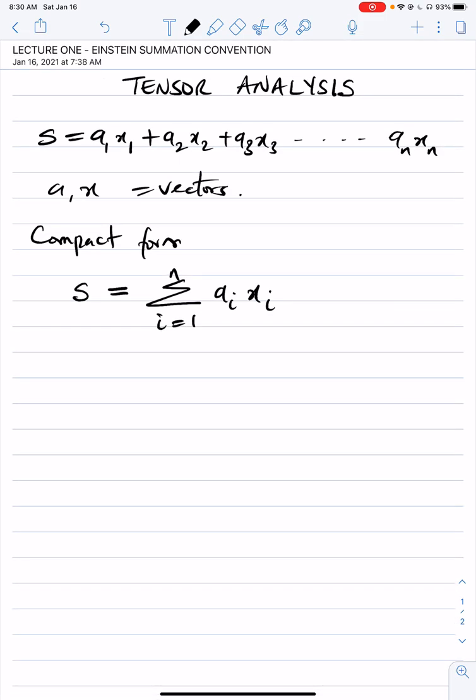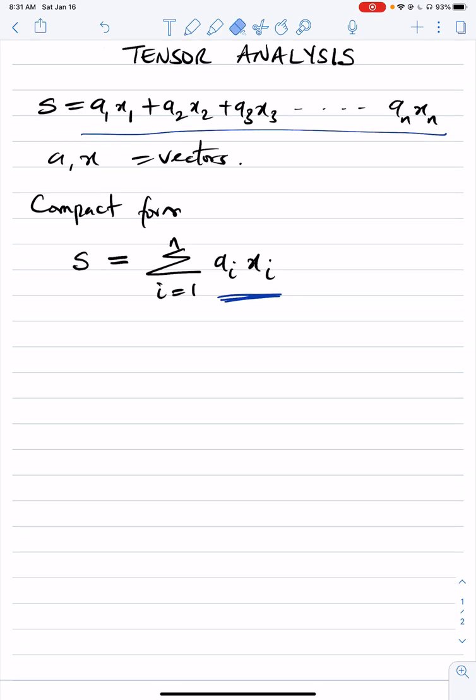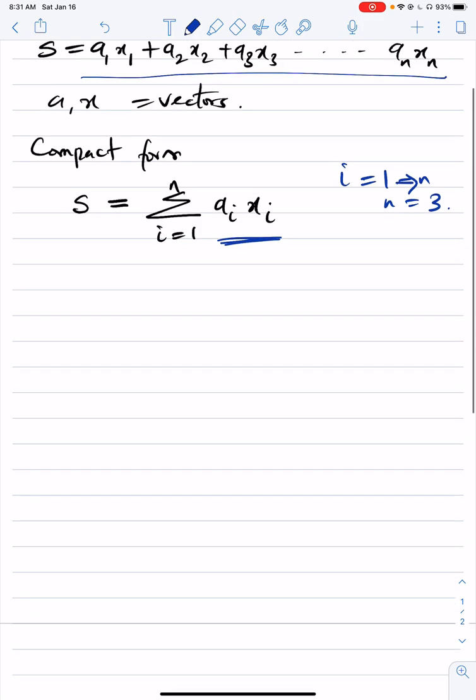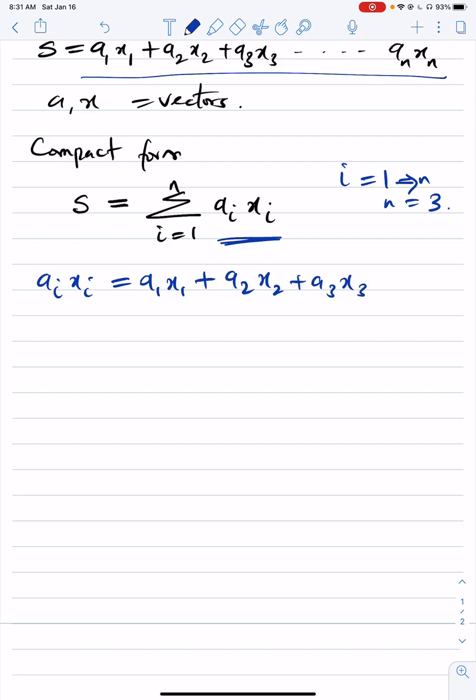Looking at this expression, what we can say is that the combination a1x1 plus a2x2 is just the sum of aixi, where i runs from 1 to n. Usually in problems, the summation goes from 1 to n, where n is 3. So if we have this, aixi, it can simply be a1x1 plus a2x2 plus a3x3, where 3 is the max, we are ending at 3. When you write things in this compact form, that's what gives birth to the term Einstein summation.